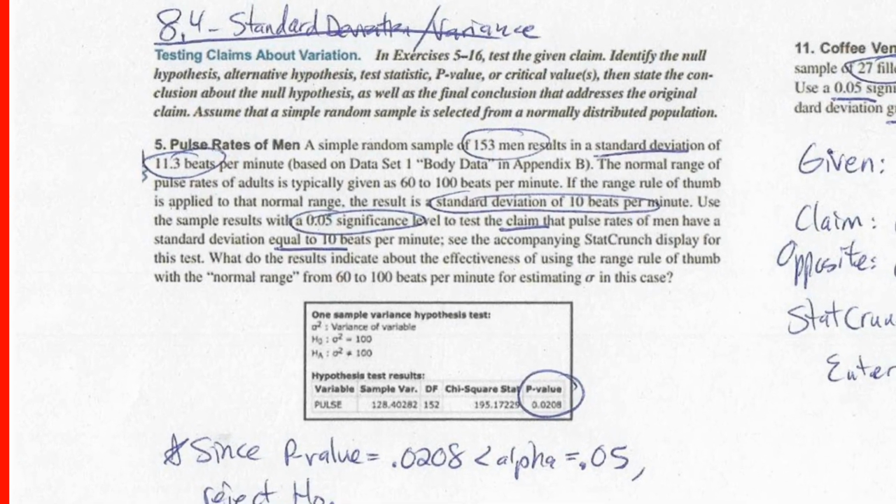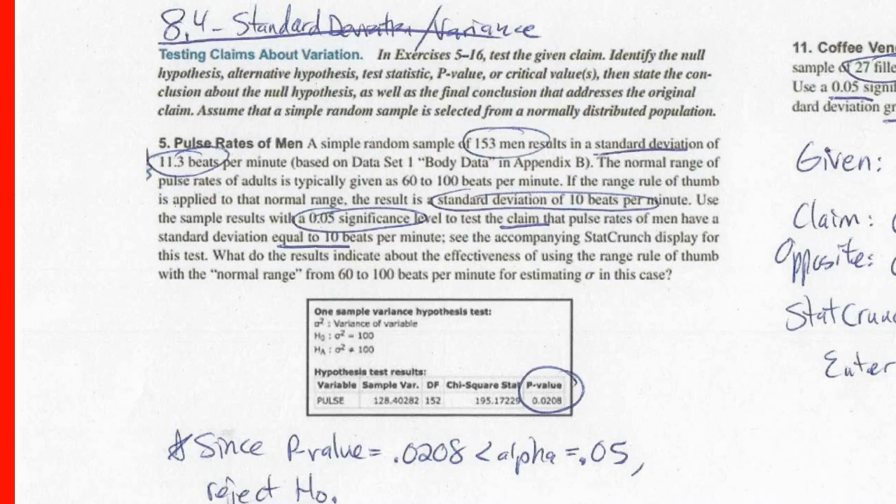Okay, guys? So last section is 8.4. This is page 4 of our review. Now, you've got to read the paragraph and take out all the key information. We have total observations. We have our standard deviation. We have the range rule of thumb, which gives us something close to that. And basically we're going to test the claim that it's equal to 10 beats per second. So notice that the claim is right there. It's equal to.